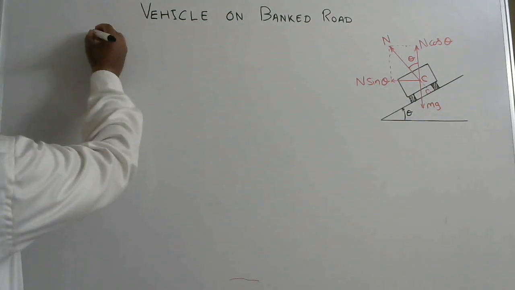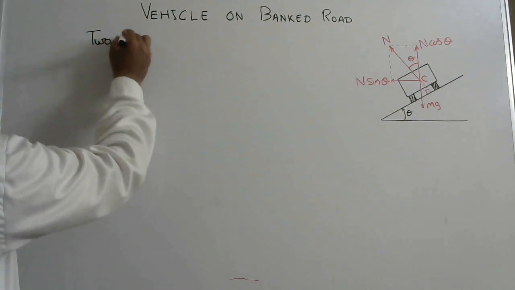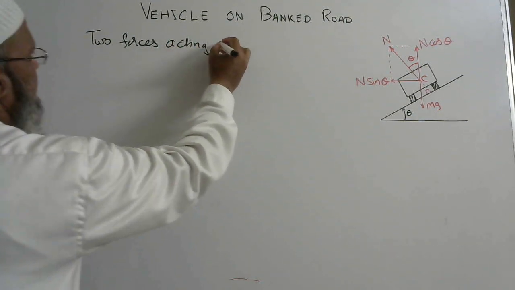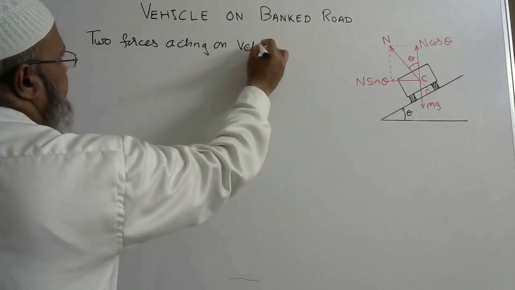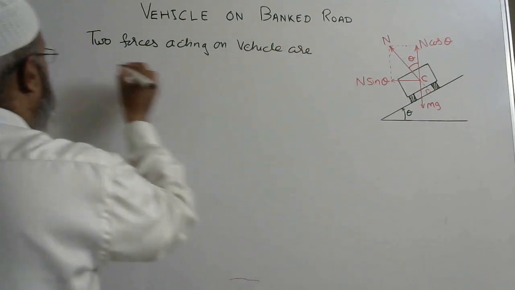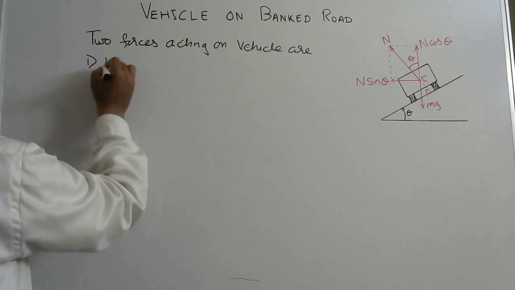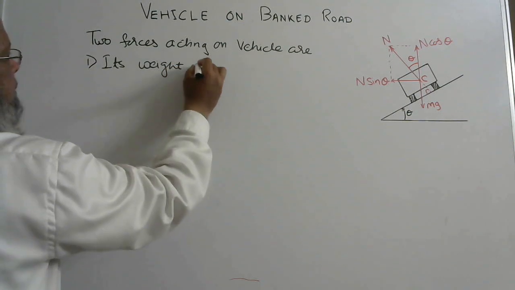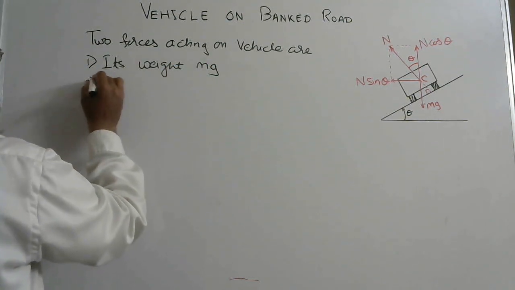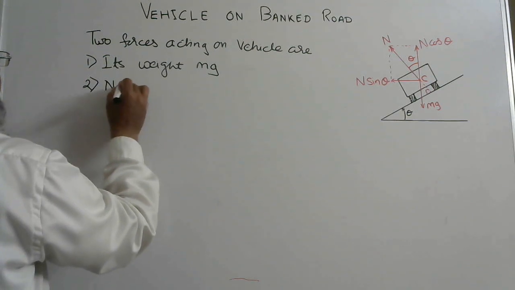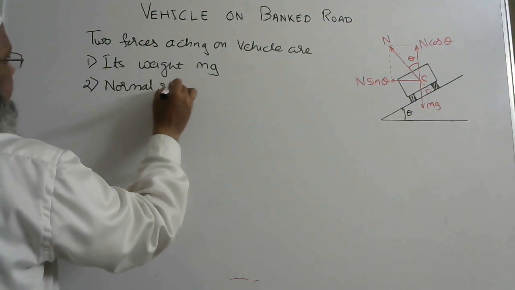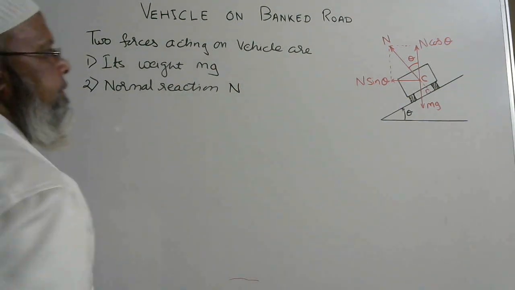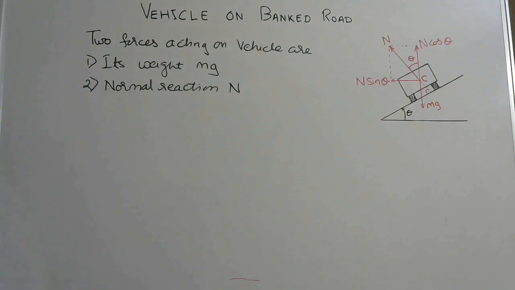So I'll write here the two forces acting on the vehicle are: first, its weight mg, and second, the normal reaction, capital N. Is it clear up to here?